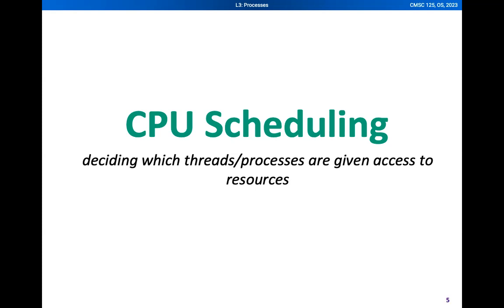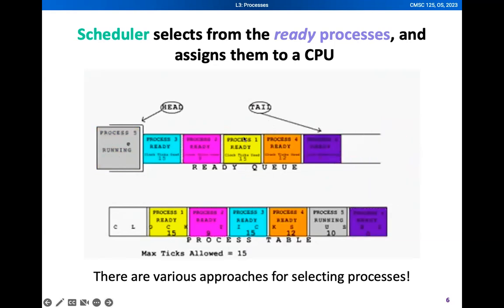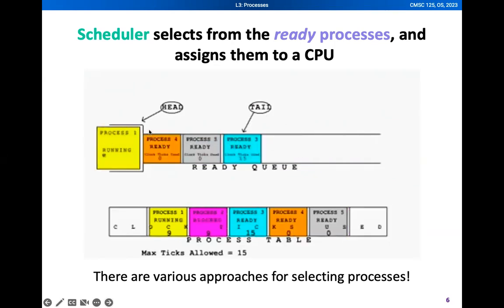CPU scheduling is a fundamental operating system function that decides which threads or processes should be given access to resources. Thus, scheduling is central to operating system design. What the scheduler does is select from the ready processes and assign them to a CPU. So you can see here, assuming this is the CPU, and then there is a queue that contains all the ready processes. The CPU will be selecting from these ready processes and execute the one that it selected.